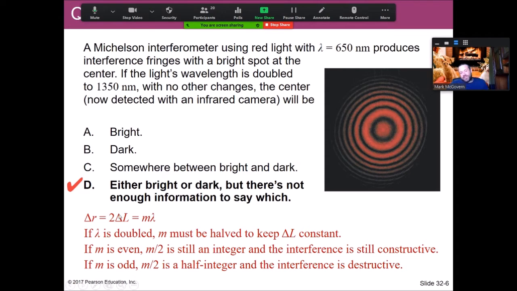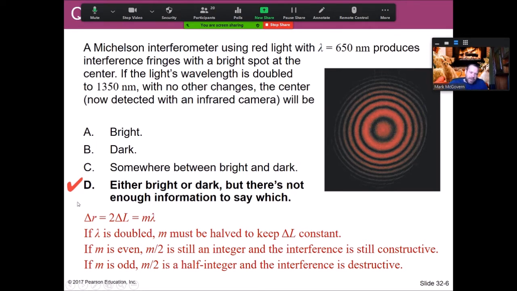So the idea is this: the path length difference is 2 times the distance of a given mirror. And for constructive interference, that is mλ. Now, if you double lambda, which is what we're trying to suggest here, it's not perfect, but we're pretty close to doubling it, m must be half to keep delta L constant. That's true, right? If you double lambda, you get a half m in order to keep this constant, which it is.